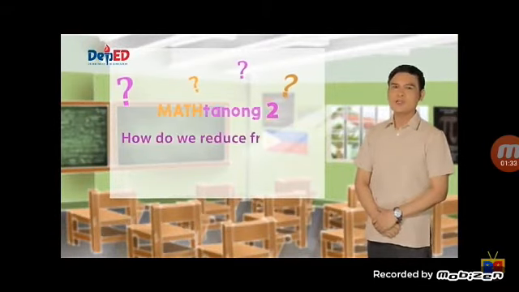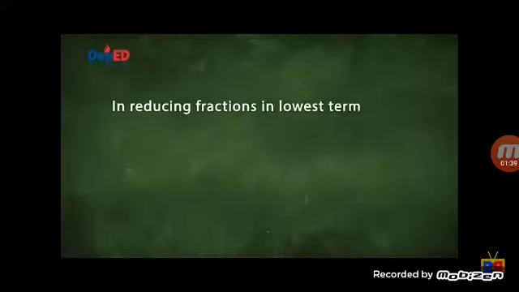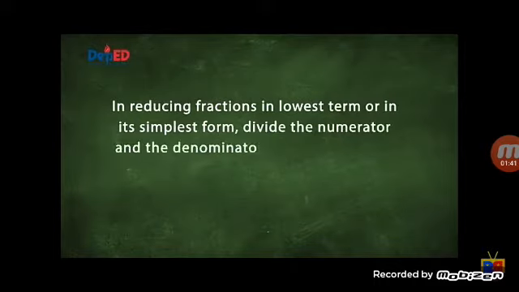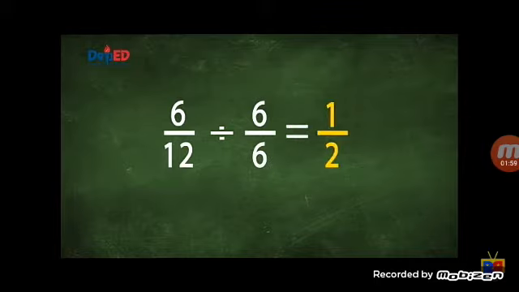Matanong number 2. How do we reduce fractions in lowest term or in simplest form? In reducing fractions in lowest term or in simplest form, divide the numerator and the denominator by their greatest common factor or GCF. Example, 6/12. By dividing the numerator and denominator by their GCF 6, the lowest term is 1/2.